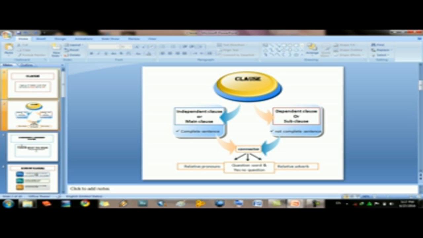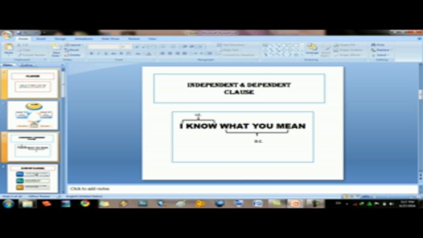To connect a dependent clause to an independent clause, we need a connector. There are three kinds of connector. For the first, relative pronoun. The second one is question word and yes/no question. And the last one is relative adverb. Let's talk about independent and dependent clause.